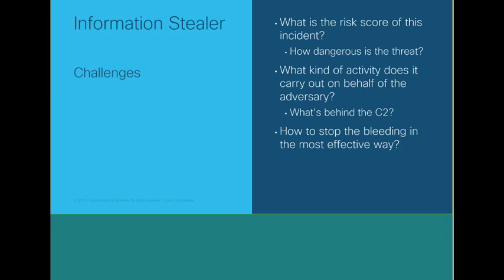So the things we need to find out, what is the risk score of this incident? We can find that out quickly because this is Cognitive, but what is the potential impact? There's a whole science around measuring risk. A very detailed science involving some very fuzzy top-of-the-head numbers most of the time. And you need to be able to do that to prioritize your team's limited resources that we've talked about before. What kind of activity does it carry out on behalf of the adversary? What is the CNC that has been observed telling this malware to do? And how do we stop this bleeding in the most effective and efficient way?